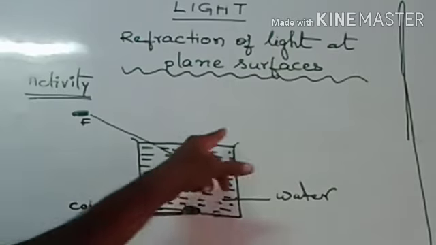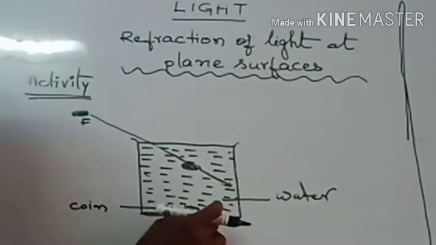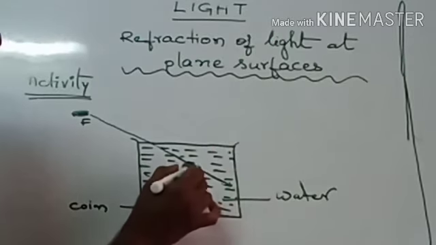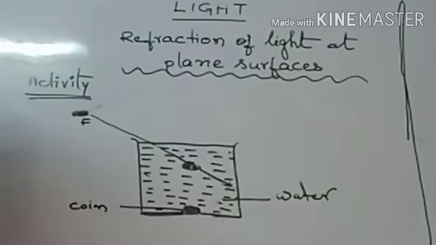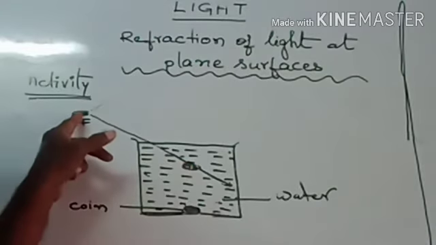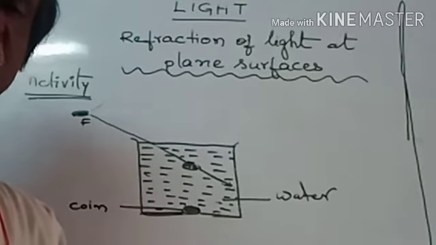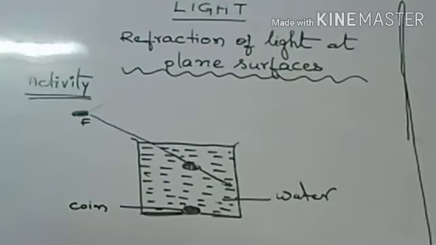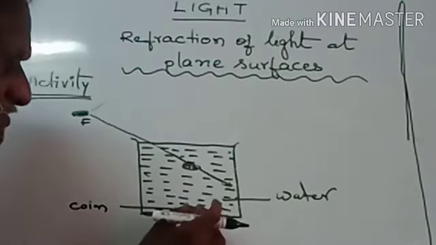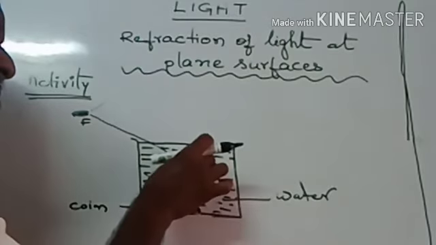When the water is filled in this vessel, the coin is raised in the water up to here. Then we can see this coin. We can see this coin from this part, and it appears from this position also. So refraction is happening.